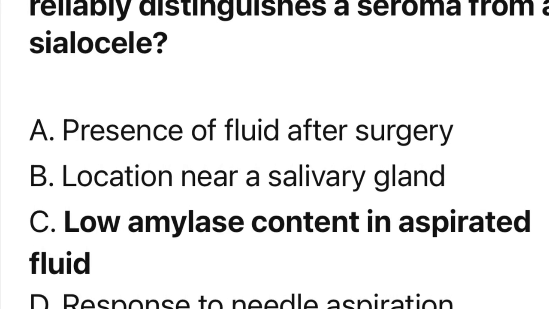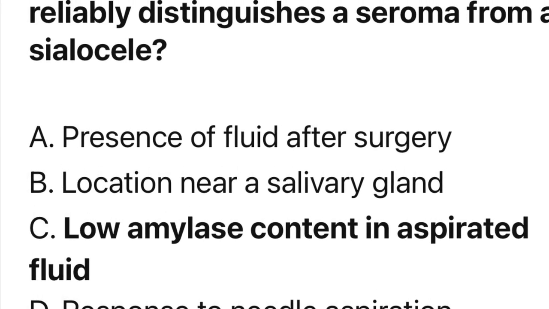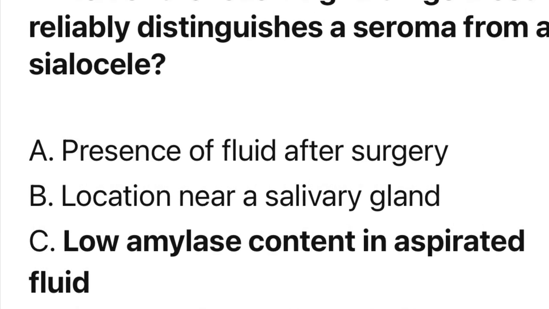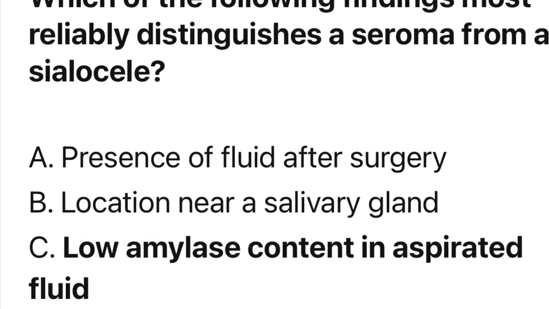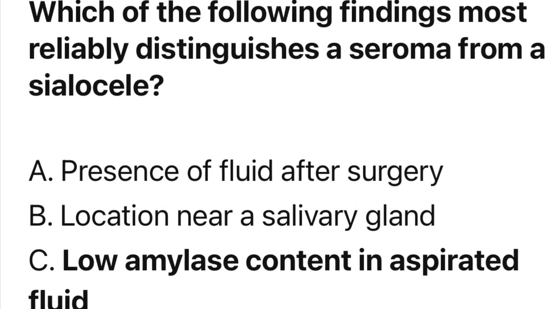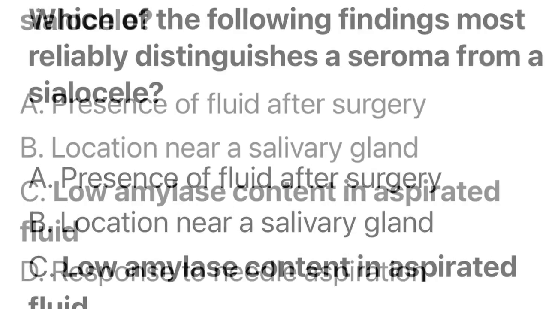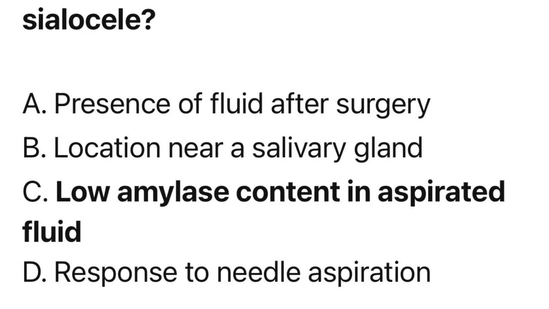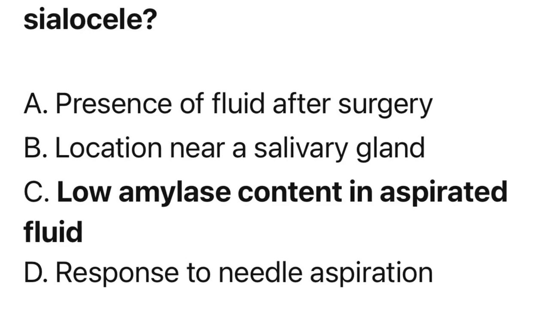Which of the following findings most reliably distinguishes a seroma from a sialocele? Option A, presence of fluid after surgery. Option B, location near a salivary gland. Option C, low amylase content in aspirate fluid. Or option D, response to needle aspiration.